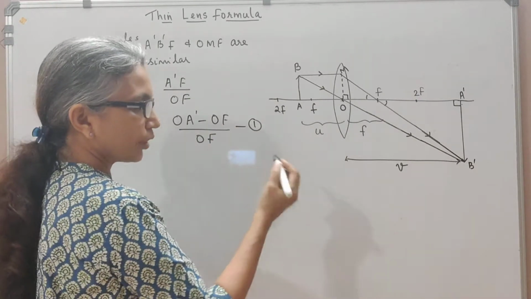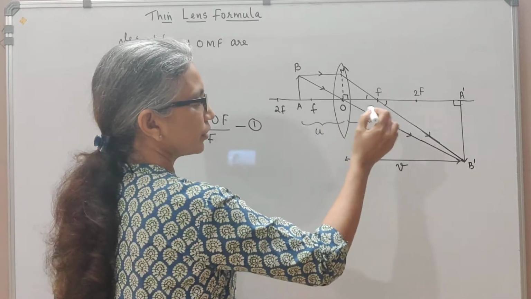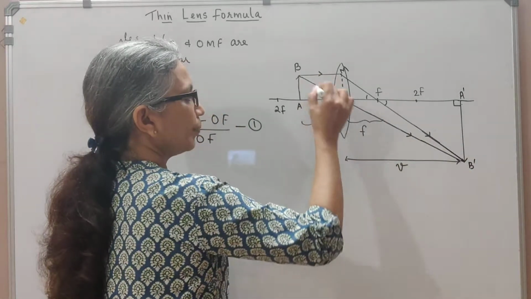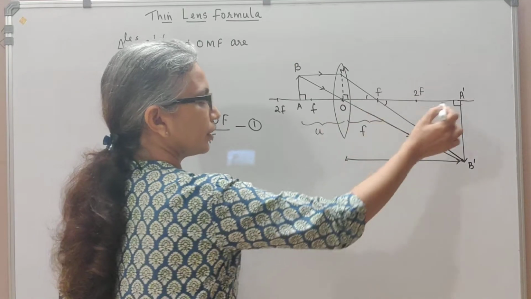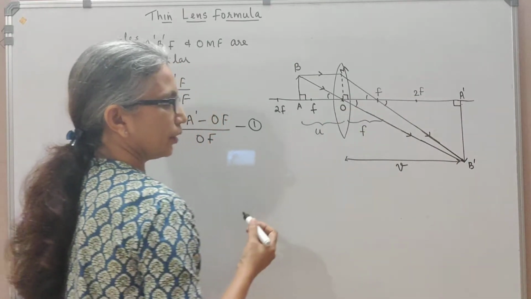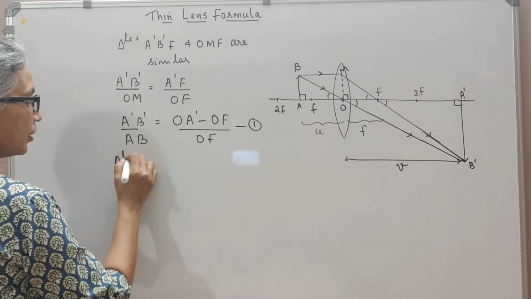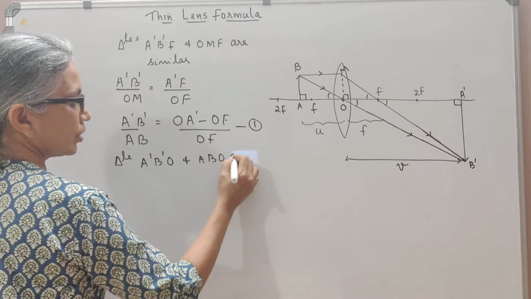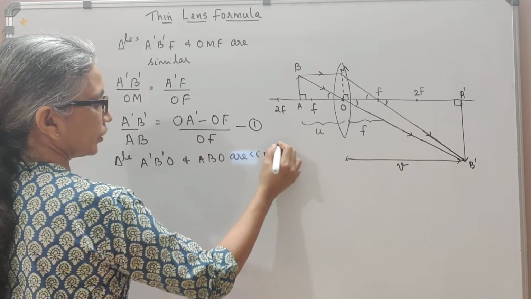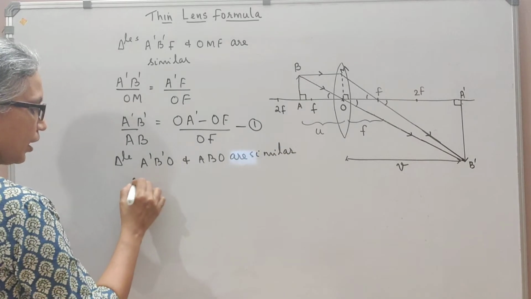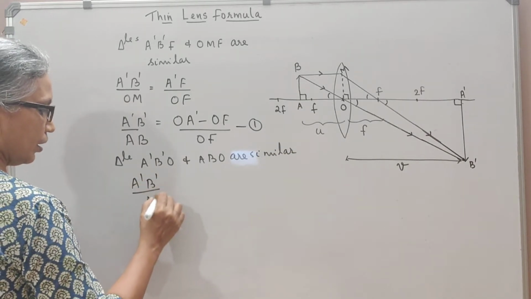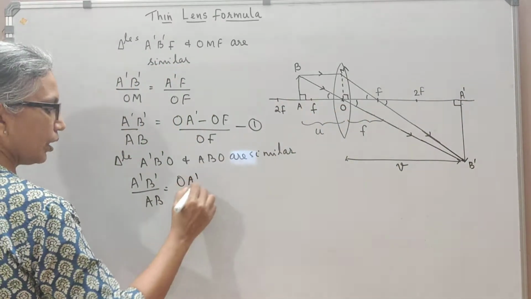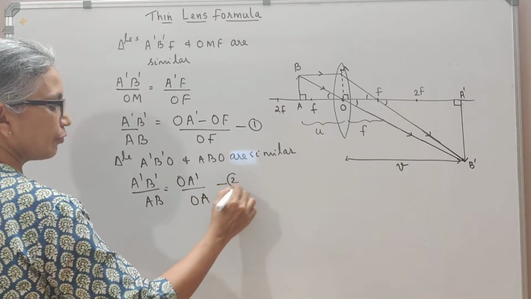Then, to get my next equation, I'm going to take the two triangles that are common with the optic center. A'B'O and ABO are again similar triangles. You have a 90-degree angle here, then there are vertically opposite angles here. So I may write triangles A'B'O and ABO are similar. Then I may write the proportionality as A'B' by AB; the base will be OA' and this will be OA. So I may write OA' by OA, which is my second equation.